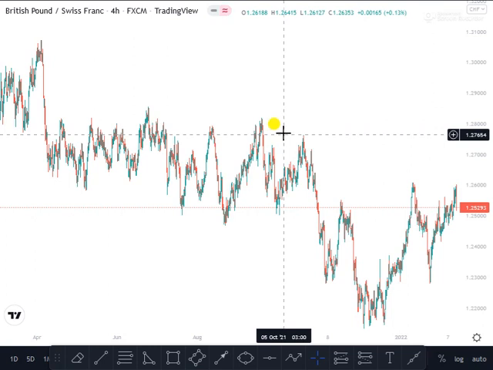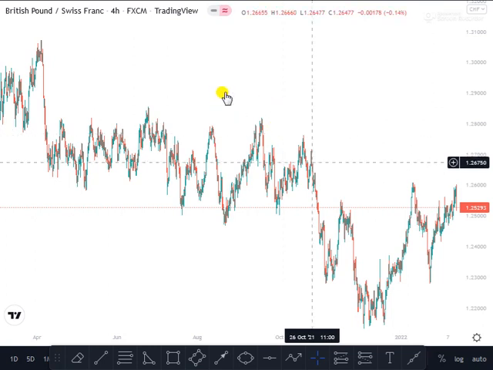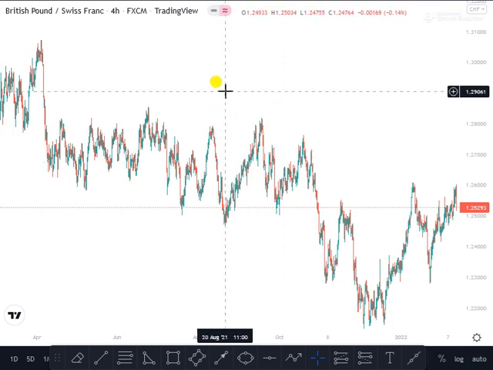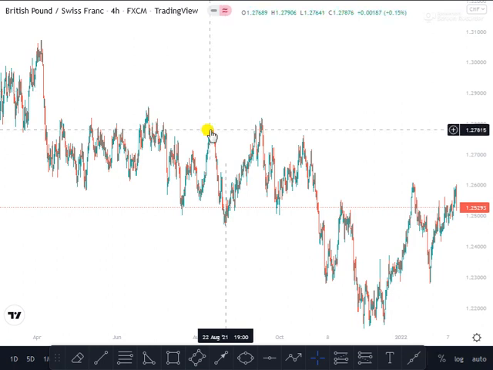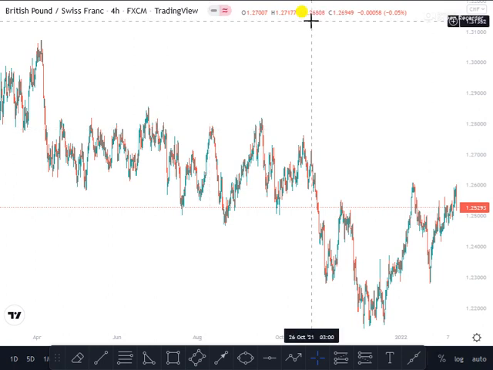Right now we'll be talking about trend line, support and resistance, and pullback. So please stay with me as we roll it.